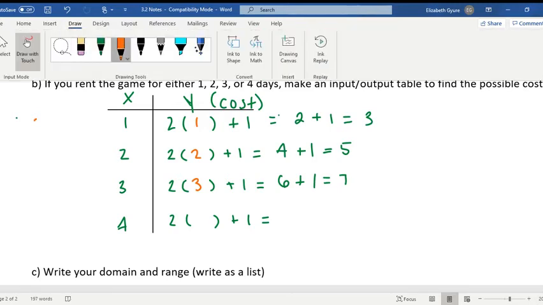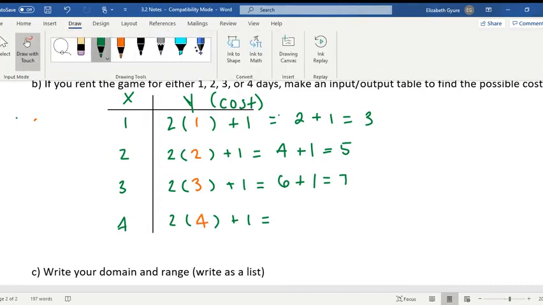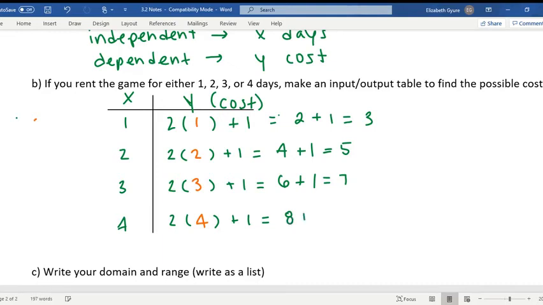What is 2 times 4? 8. And then 8 plus 1 is 9. I don't know if you guys noticed, but what happens to the cost each day? It goes up by 2 each day. Okay, that's something we'll be looking at soon.